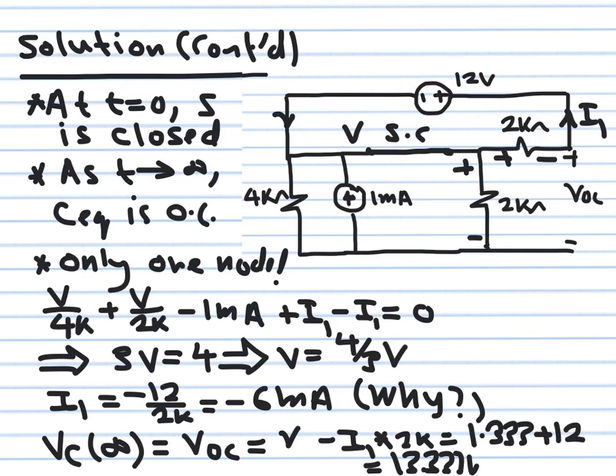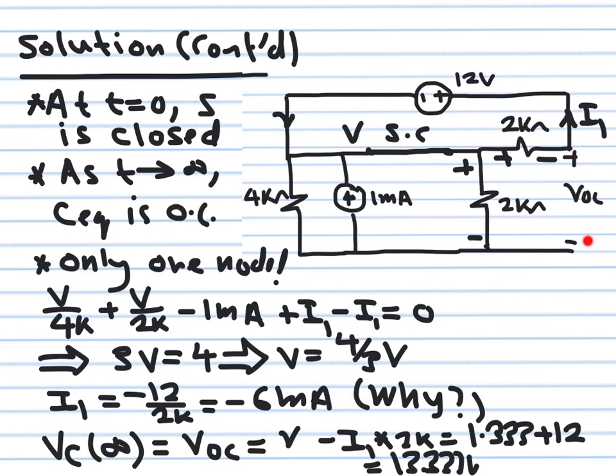So it's effectively equal to minus 12 over 2K. So this is how I got I1. This is a very interesting situation because this is V and this is V. So the current flowing here is V plus 12 minus V over 2K. So V cancels and we end up with only minus 12 over 2K. So I1 is equal to minus 6 milliampere.